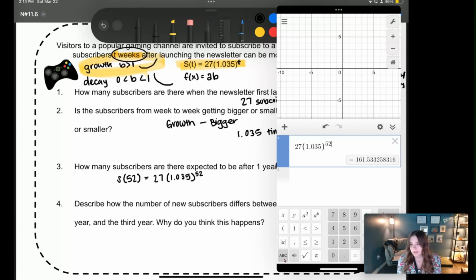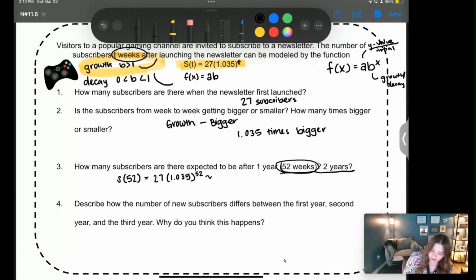161.533258316, or if we round to the nearest whole number, that would be about 162 subscribers. Okay. Then it says 2 years, but can I go from weeks to years? I can't, but if there's 52 weeks in 1 year, how many weeks would be in 2 years? 104.